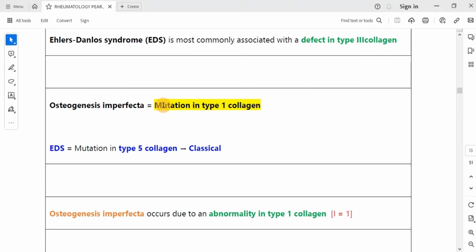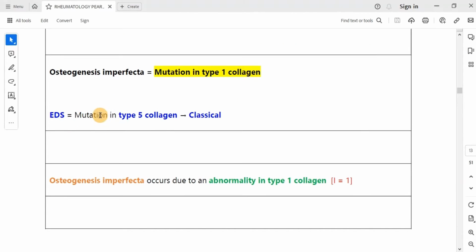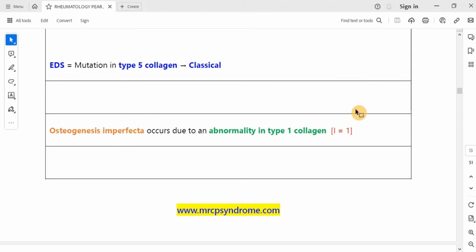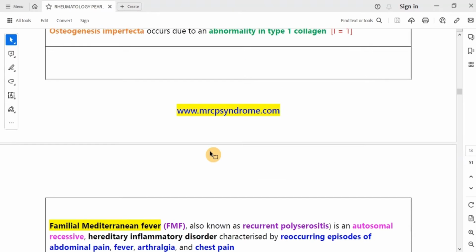Osteogenesis imperfecta, mutation in the type 1 collagen, and Ehlers-Danlos syndrome, a mutation in the type 5 collagen or the type 3 collagen. So I for 1, imperfecta, abnormality in type 1 collagen.